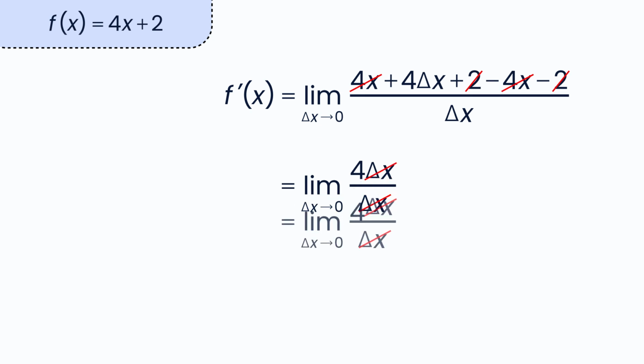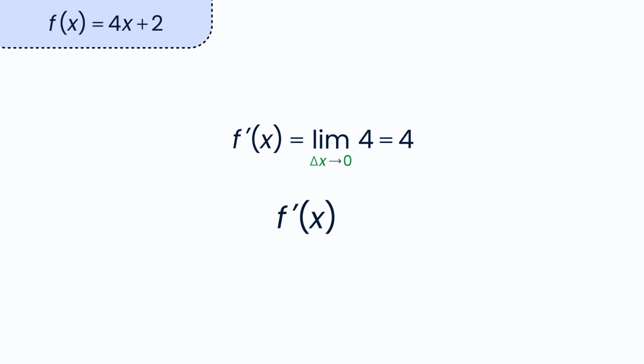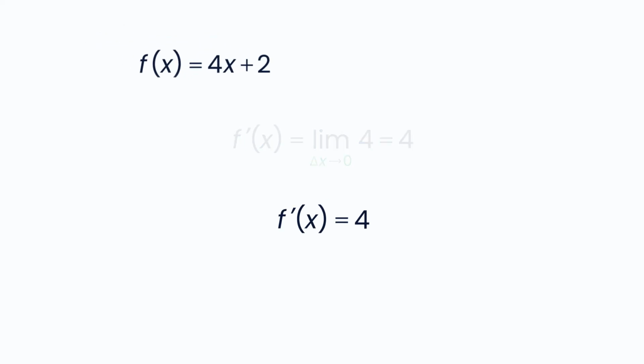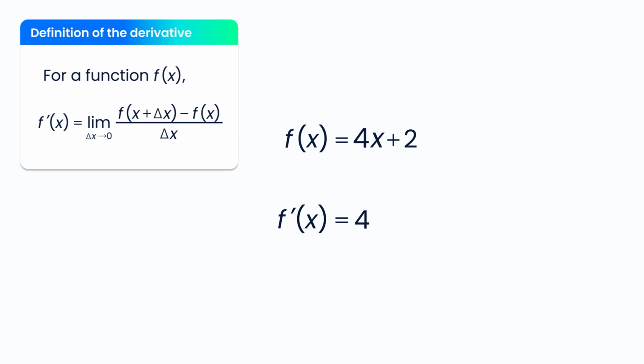You're now looking at the limit of 4 as delta x approaches 0. There are no delta x's left in the expression, so the delta x does not change the expression's value. Therefore, the limit equals 4. You found that using the definition of the derivative, for the function f of x equals 4x plus 2, the derivative f prime of x equals 4.